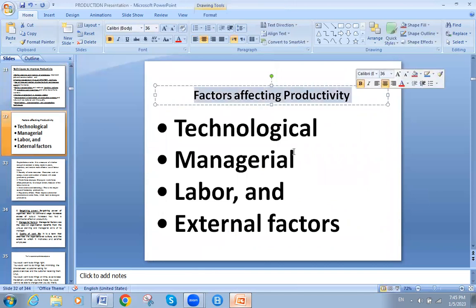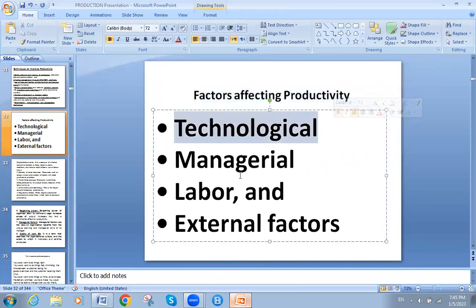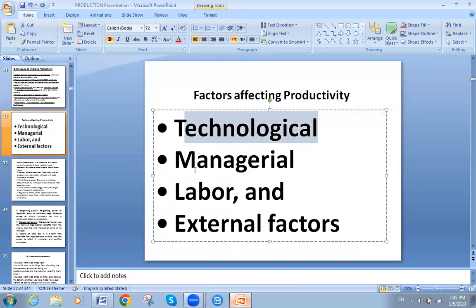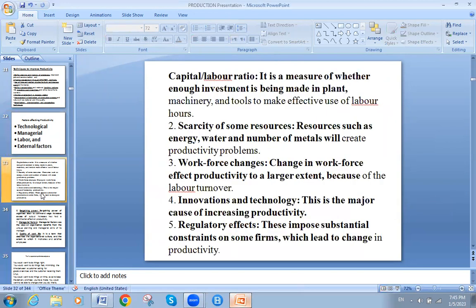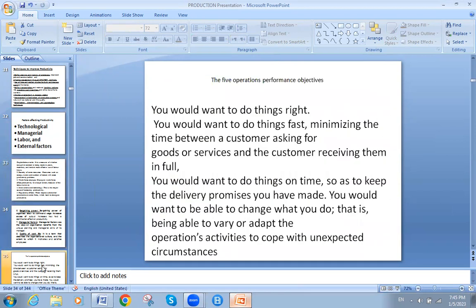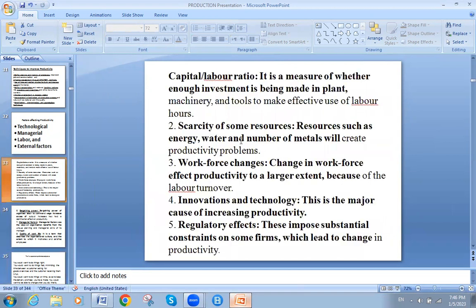Also, in a broad sense, what are the factors affecting productivity? They are technological factors, managerial factors, labor, and external factors. External factors like bylaws, the environmental, political, and religious environment all affect the productivity. That was some of the productivity meanings to understand.